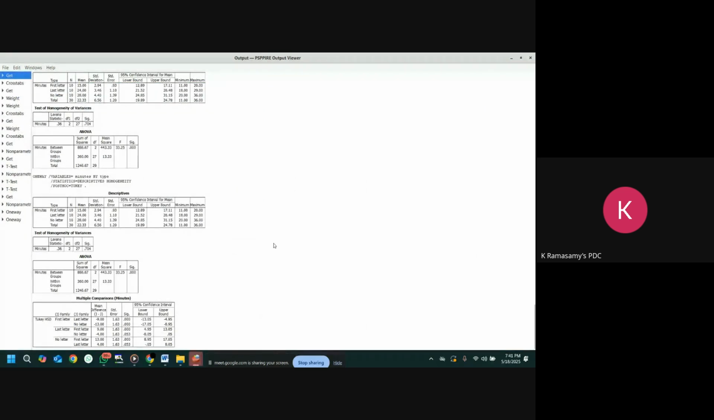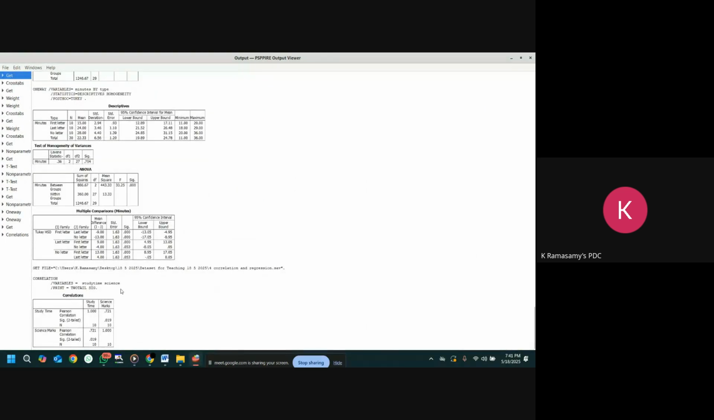You can see the output here. What is the output? It says the study time Pearson correlation is 0.71. It is a plus value, which means there is a positive correlation between study time and the science mark. If it were minus in front of 0.71, it would mean a negative correlation. Here it is positive. And the value is 0.7. If the correlation is around 0.7, it means there is a good correlation. Anything 0.7 and above is a very good correlation between these two variables.